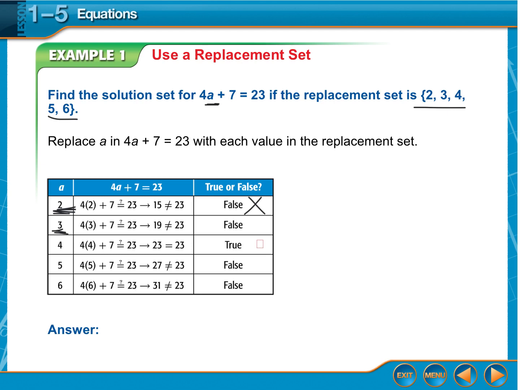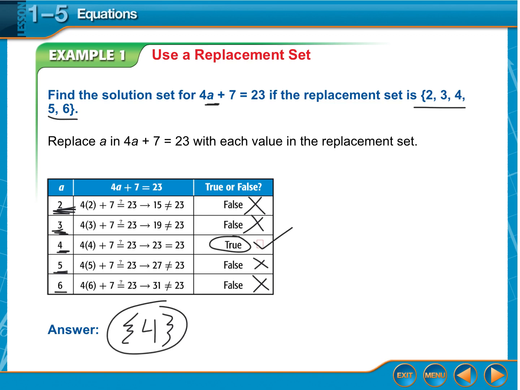They did the same thing for 3, and they got false. Same thing for 4. They got true. 5, they got false. 6, they got false. So it wants us to write the solution set. So what was the only solution that worked? 4. 4 was the only solution that worked. So your answer, you write that with little brackets with 4 in the middle. Okay? Every solution that works, you put it in brackets. Okay, but 4 was the only one that worked, so that's all we need to put for that one.